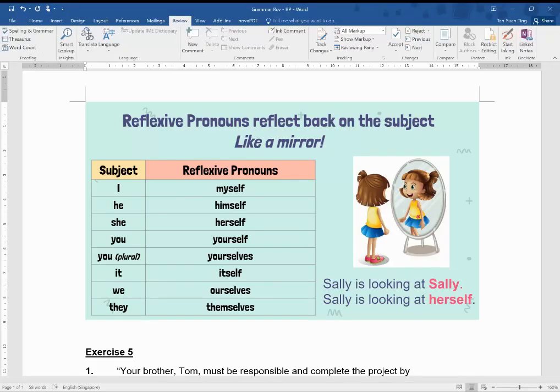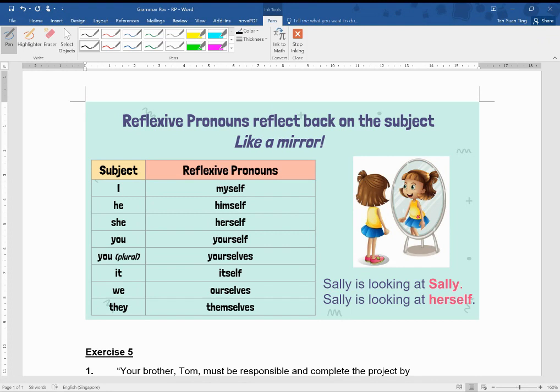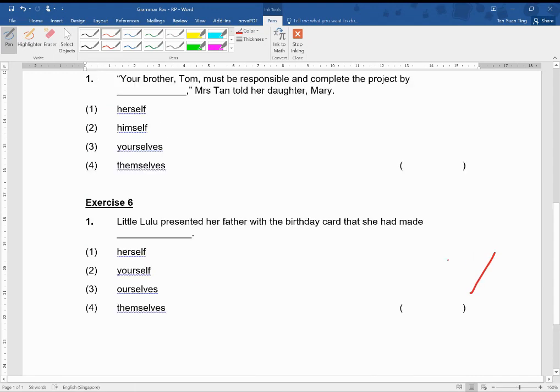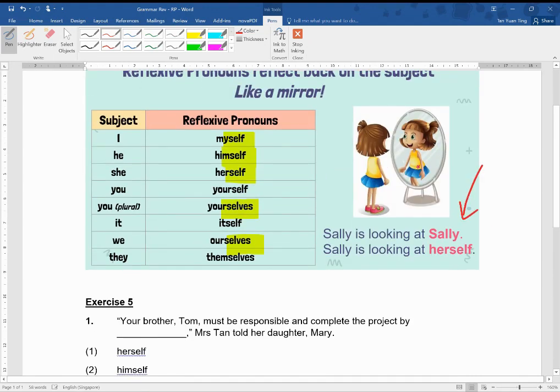Called reflexive pronouns. Reflexive pronouns are basically words that reflect back on the main character of the subject most of the time. If you notice, they all end with "self", or if you have more than one person, then you have "selves" with the VES at the back. You can think of it as acting like a mirror. Look at our example over here. Sally is looking at Sally. Sally is looking at herself. She's actually just referring to herself.